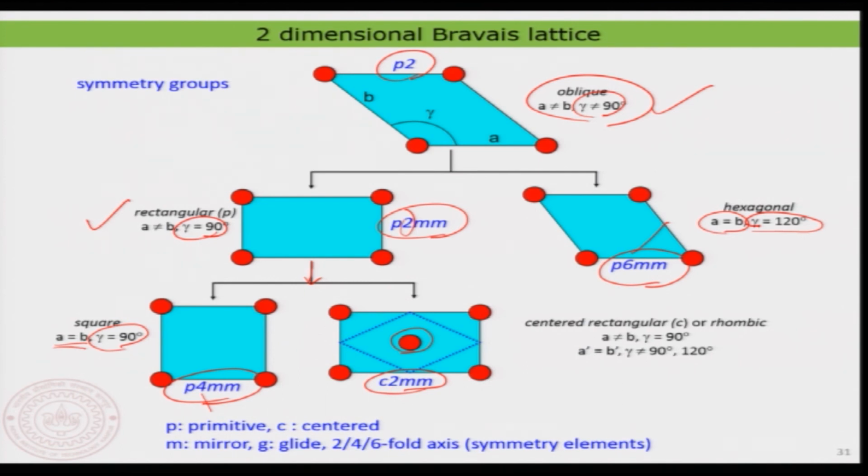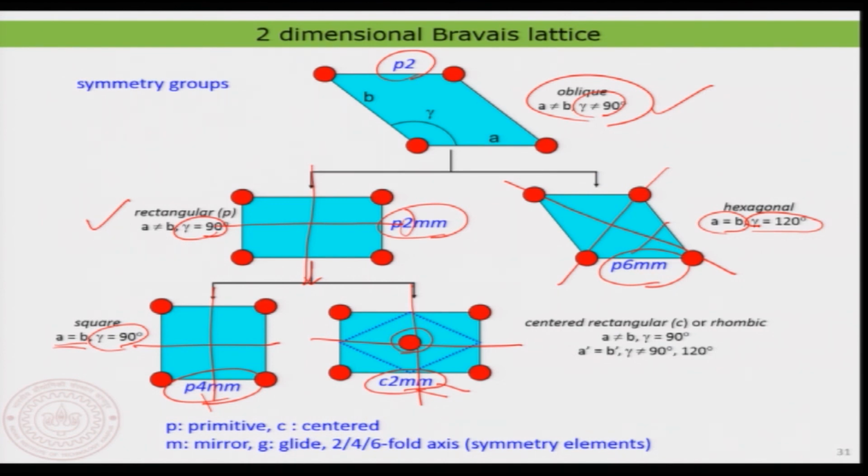The last two letters, M and M, represent whether there is a mirror plane or not. You can see here for the rectangle I have a mirror plane along this direction and a mirror plane along this one. The same holds for the hexagon: I have a mirror plane along this and another along this, and here also I have 2 mirror planes as you see. That is why they all have 2 mirror planes, which is what is represented by the 2 different M's.